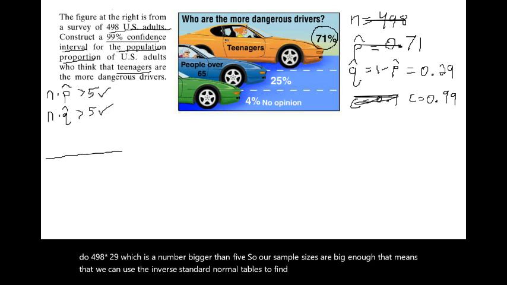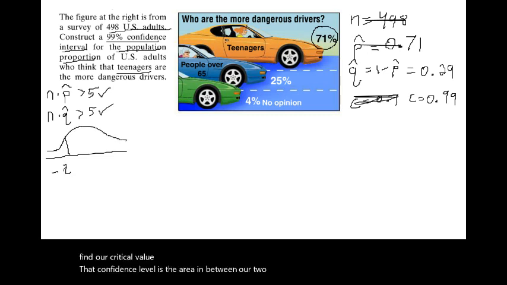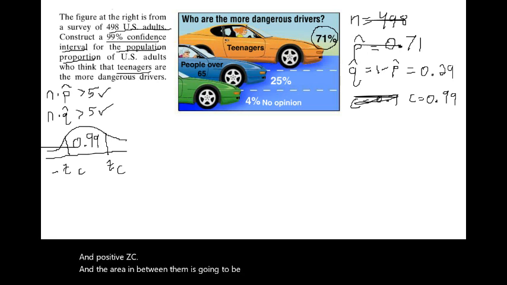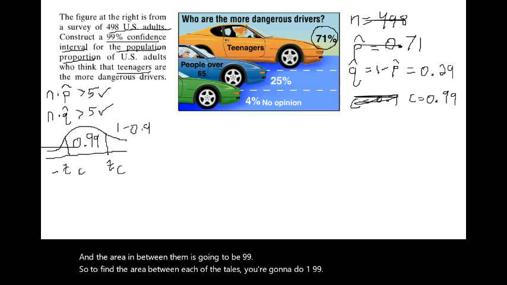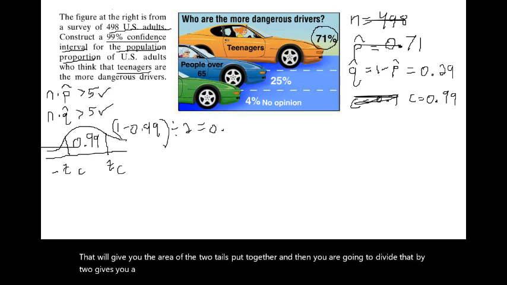So remember, to find our critical value, the confidence level is the area in between our two critical values, negative z_c and positive z_c. The area in between them is going to be 0.99. To find the area in each of the tails, you do 1 minus 0.99. That gives you the area of the two tails put together, and then you divide that by 2. That gives a tail area of 0.005 for each of the tails. So this tail is 0.005, and this tail is 0.005.